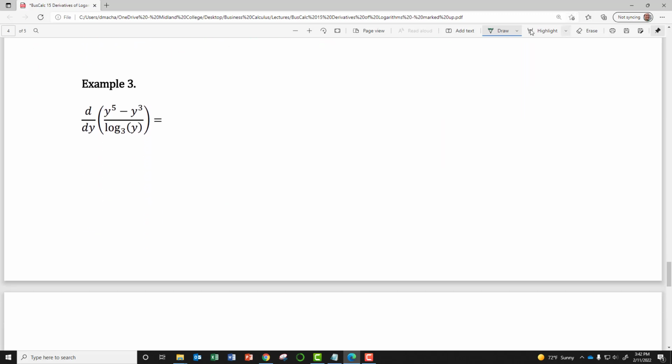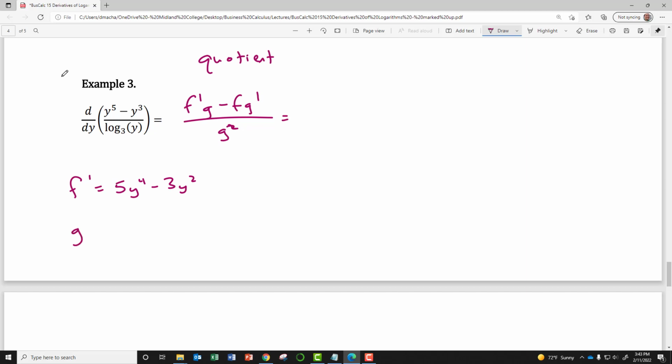Here's example number 3. And in example number 3, this is again a quotient rule problem. This time my logarithm is in the denominator. But otherwise, same idea, f prime g minus fg prime over g squared. Since f is my numerator, f prime is just going to be 5y to the 4th minus 3y squared. g is just my denominator, so g prime is going to be 1 over natural log of 3 times y.